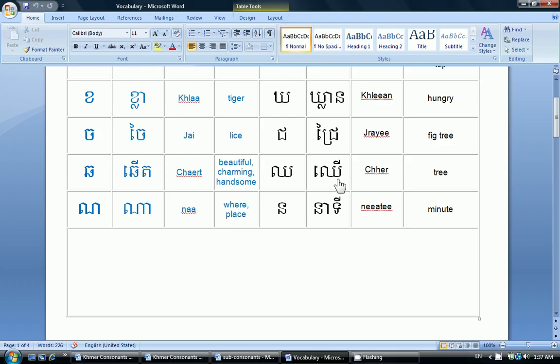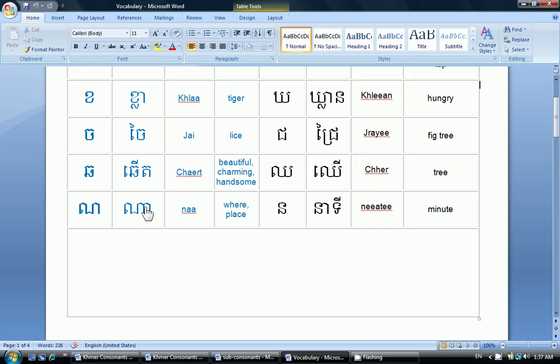Chore is the second series consonant. So here we have the A. Because this is the second series, the A becomes the O. So chore is the O, cho, which means tree. Now the first series consonant, na.